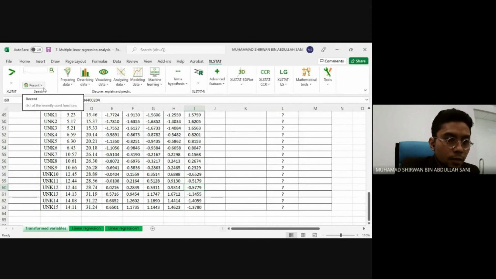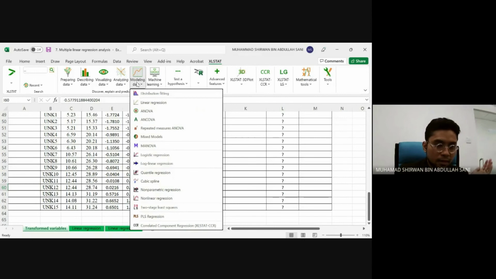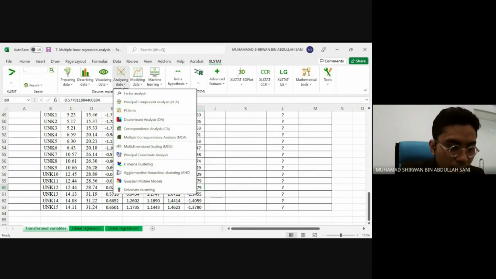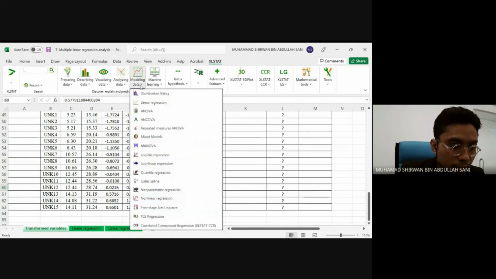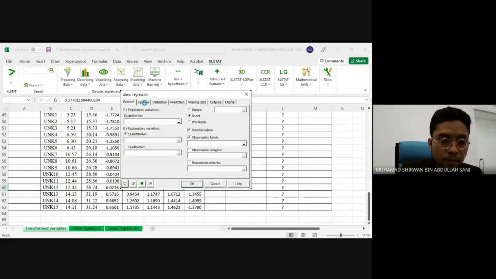Okay. So go to modeling data. Yesterday, PCA, discriminant and AHC, agglomerative hierarchical clustering, were under analyzing data. But now for multiple linear regression, we go to modeling data, and then you click linear regression. Yes, and then you can get the dialog box.